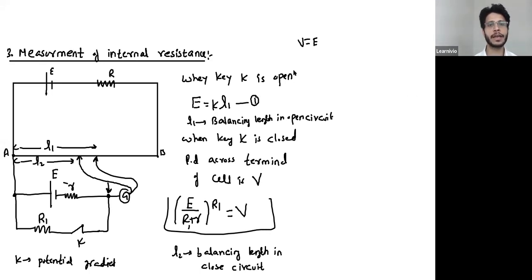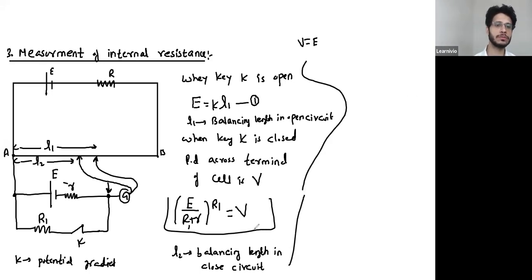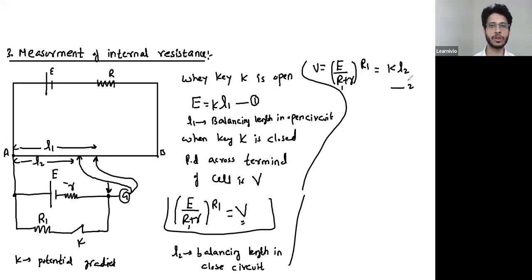Can you connect this V and L2? V is K L2, which is equal to E by R1 plus r, multiplied by R1, is equal to K L2. That is equation number two. Now you can simply divide one by two.